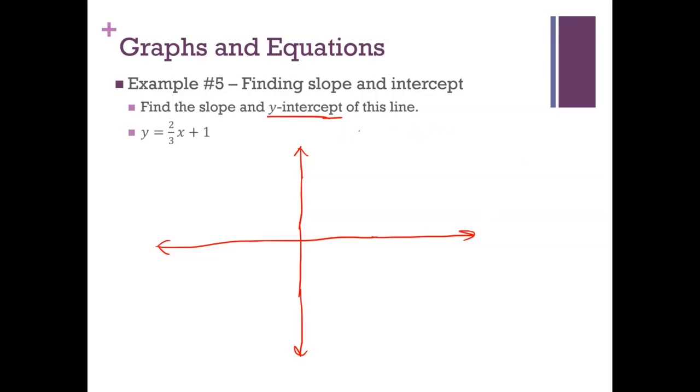So in order to find the y-intercept, I can say that x equals 0, and then figure out what's true about y. So y equals 2/3 times 0 plus 1, or y equals 1. So the y-intercept, I think we can say, is at (0, 1). Any questions about how we located that point?